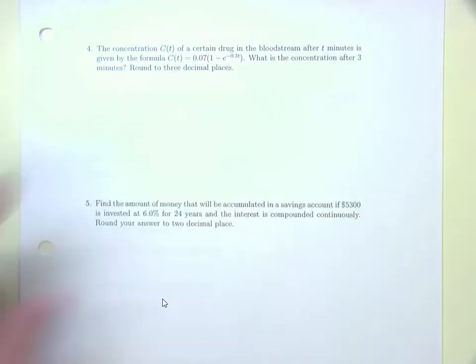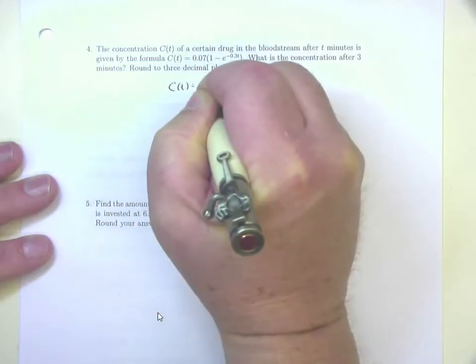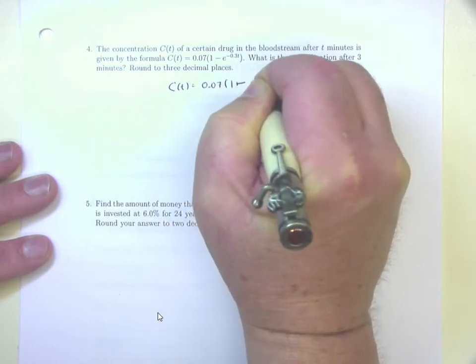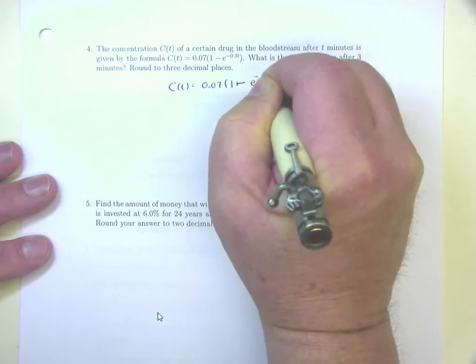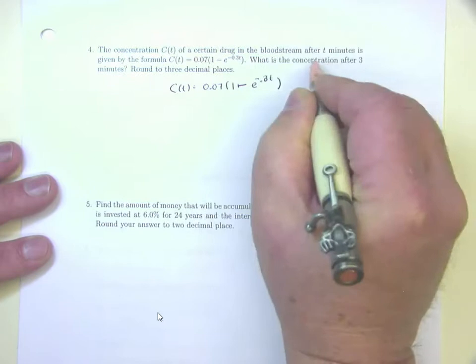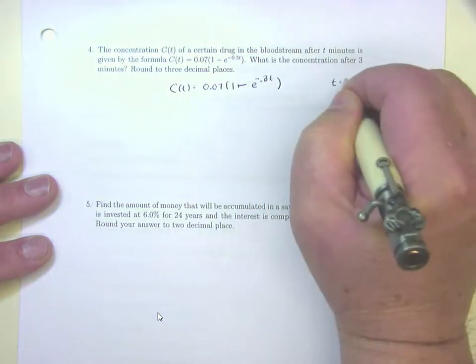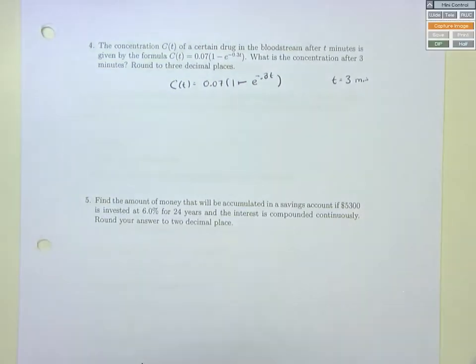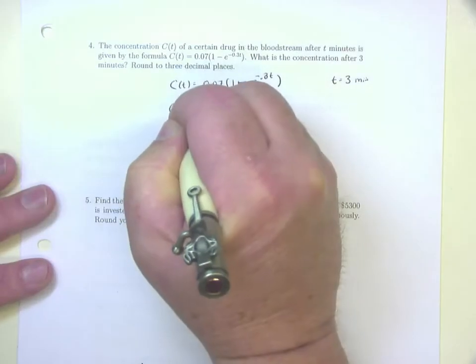So they gave me a formula, and my formula is very simply this. C of t is equal to 0.07 times (1 minus e to the negative 0.3 t), where what is the concentration after 3 minutes? So they're giving me time equals 3, and it is in minutes. So what am I supposed to do with this problem? Very simply, plug in t. So we're basically looking for what is C of 3.